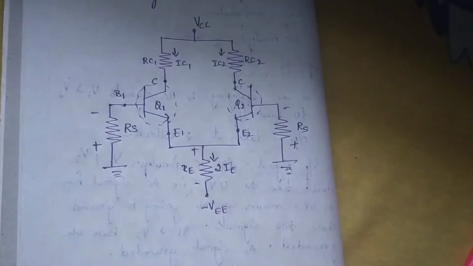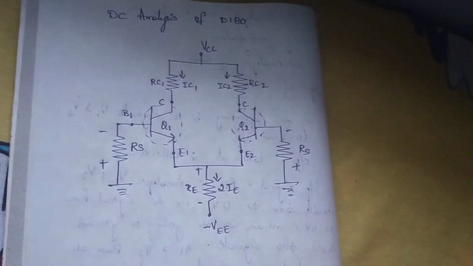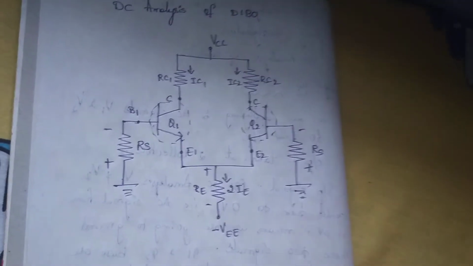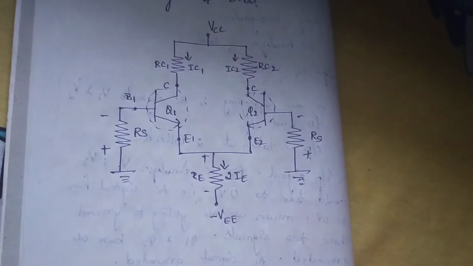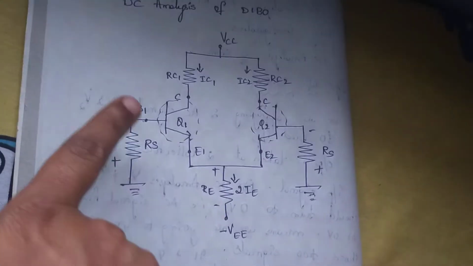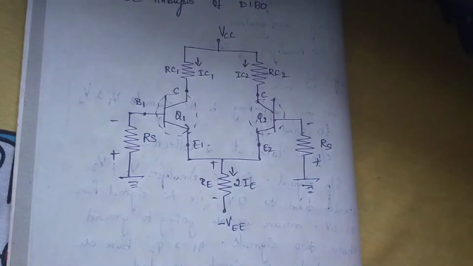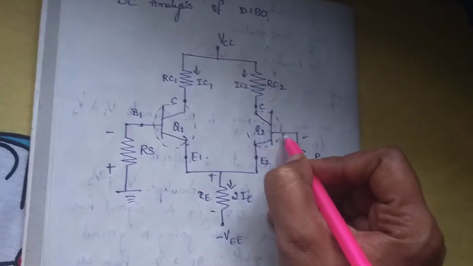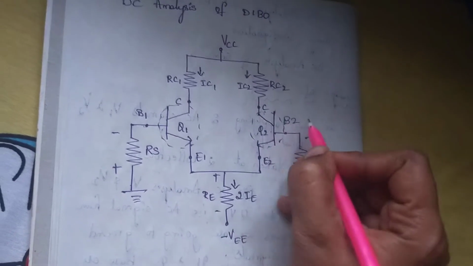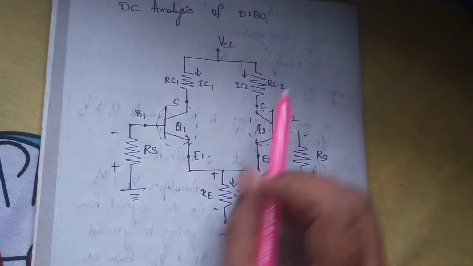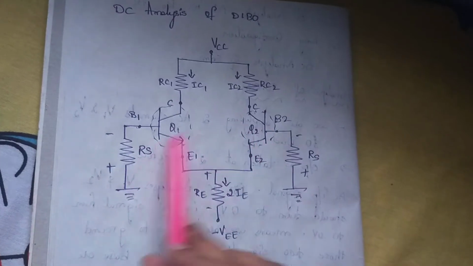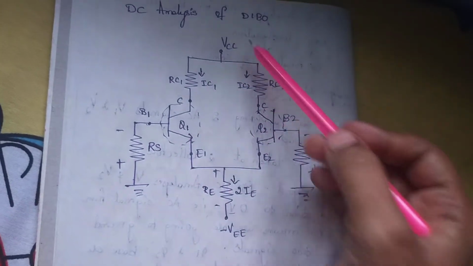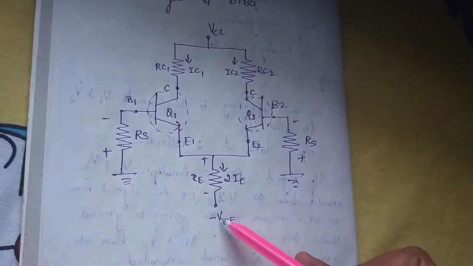This is the block diagram for DC analysis of the differential amplifier, and you all know we are taking two transistors, Q1 and Q2. This is the base B1, this is the base B2. This is the collector and this is the collector, this is the emitter and this is the emitter. These are the two transistors, and these two are DC supplies, that is VCC and minus VEE.